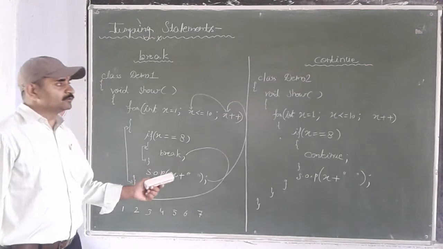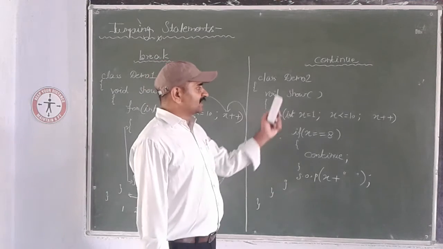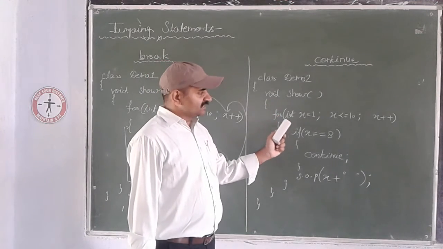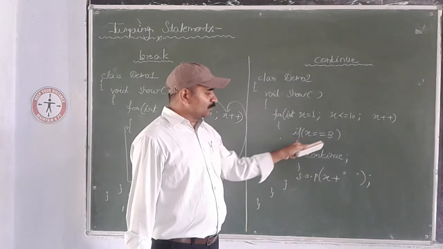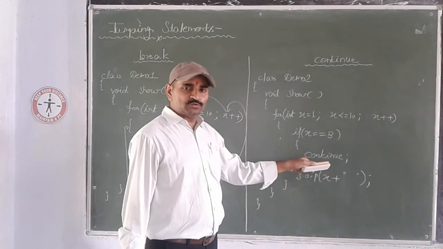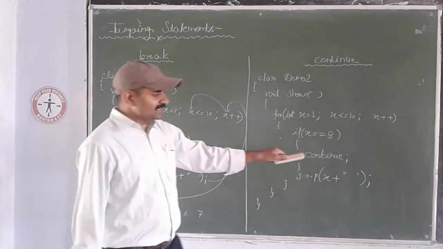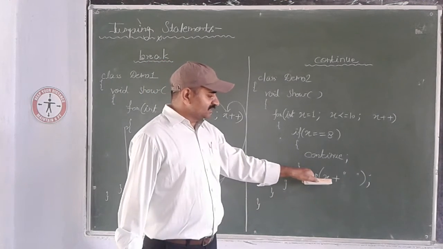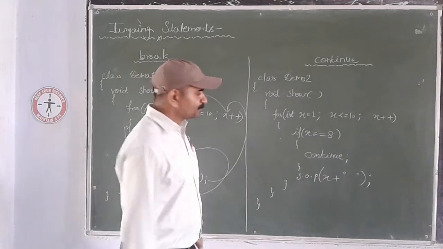Now we move to the continue statement. In continue statement, you can see one class is defined. Again, show method is given. Here, same loop I repeated. Now x is equal 8, so we take continue. Same condition is here. Only we have to replace it with the continue statement. Now system.out.println of x. Now we start the working.